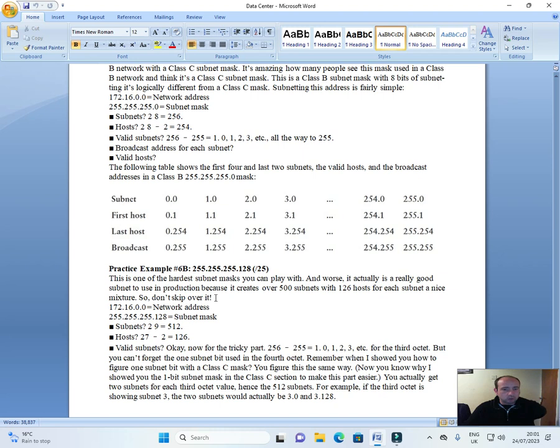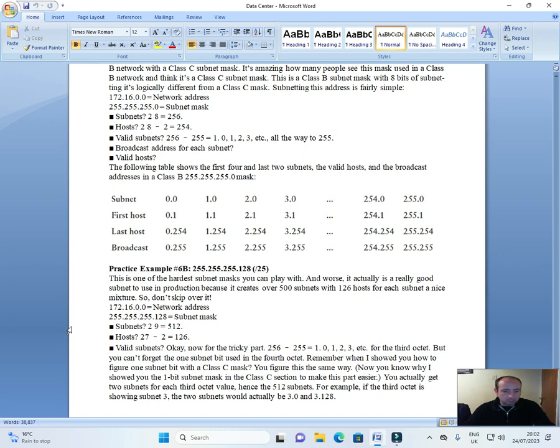Practice example 6b: 255.255.255.128/25. This is one of the hardest subnet masks you can play with, and worse, it actually is a really good subnet mask to use in production because it creates over 500 subnets with 126 hosts for each subnet. A nice mixture, so don't skip over it.